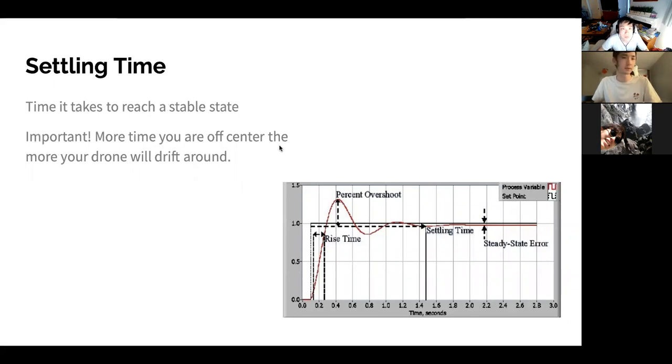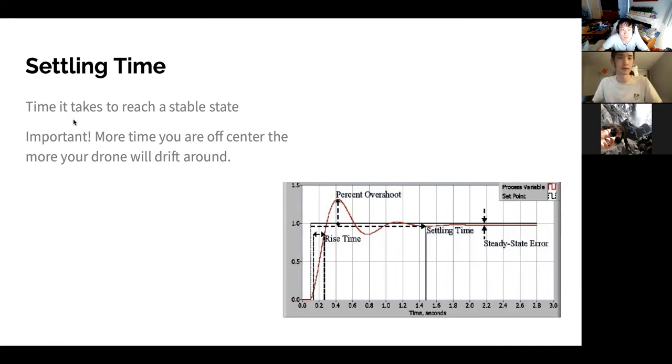The next thing I want to talk about is settling time. This is how long it takes to reach a stable state, and it's within 10% of, I believe, your target. But 10% is arbitrary. The point is that you want to minimize it.